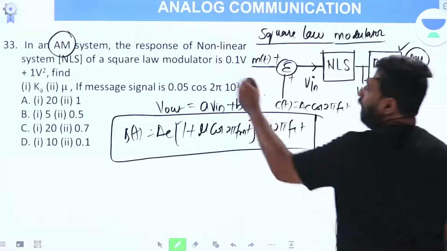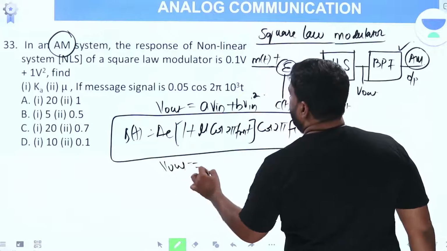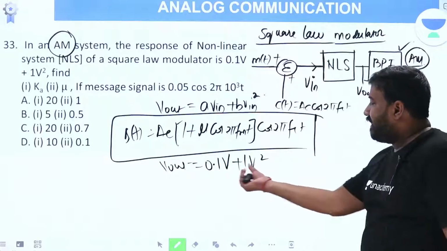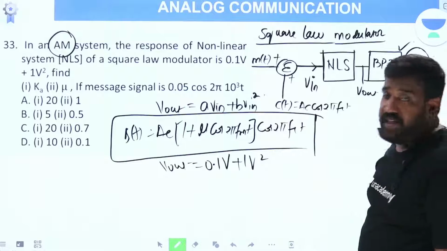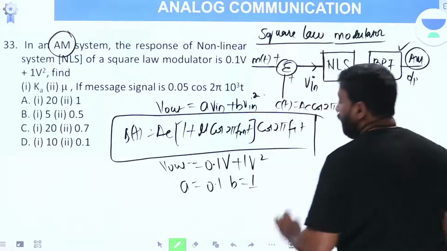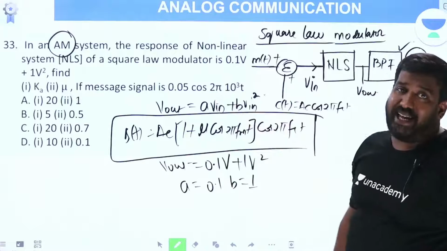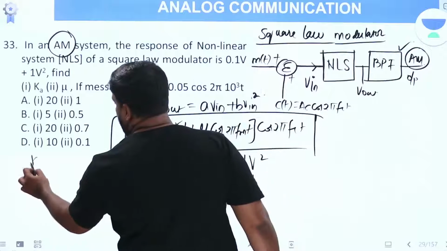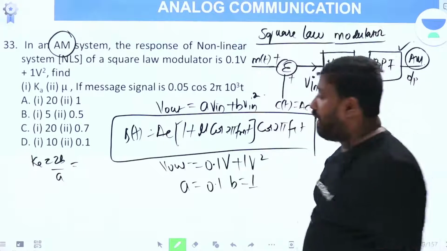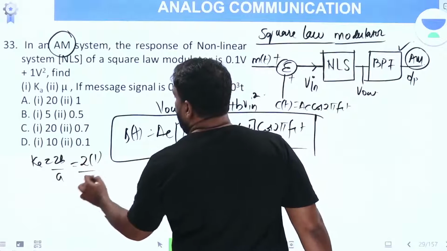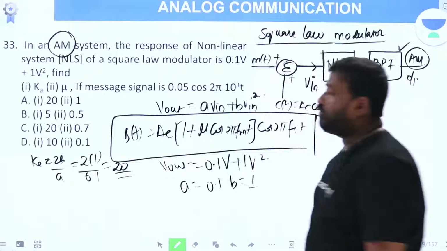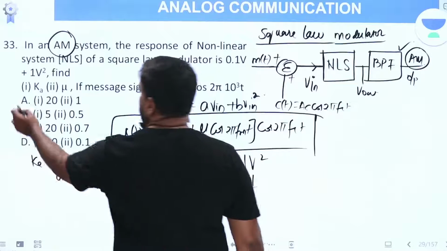Now, given the output Vout is 0.1 V plus 1 V square. So, here clearly V is the input. Now, if you compare these both equations, A is 0.1, B is 1. What is it asking? It is asking us to find Ka, the amplitude sensitivity of the modulator. Ka is equal to 2B by A. From this, B is 1, A is 0.1, so 2 into 1 by 0.1. Ka is 20. Therefore, option A or option C must be your answer.